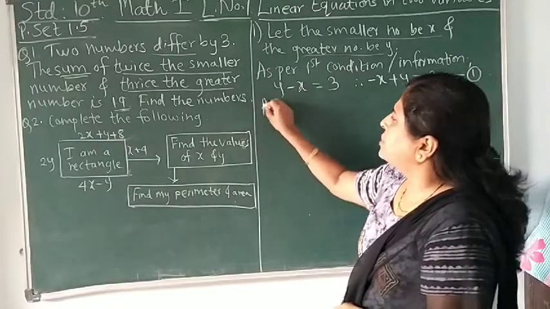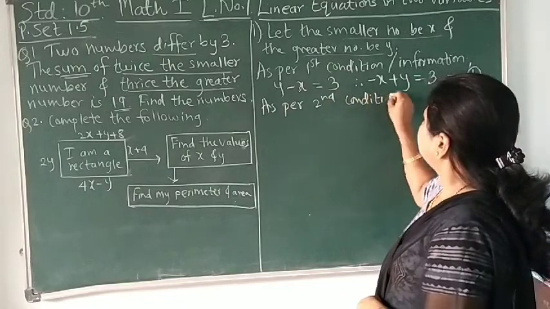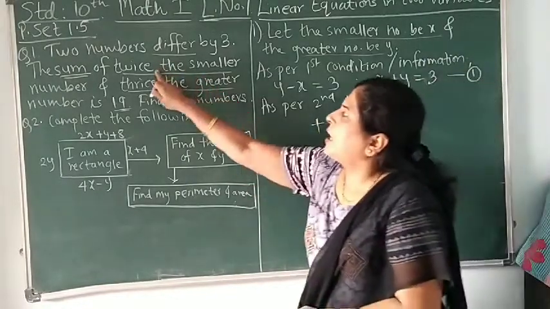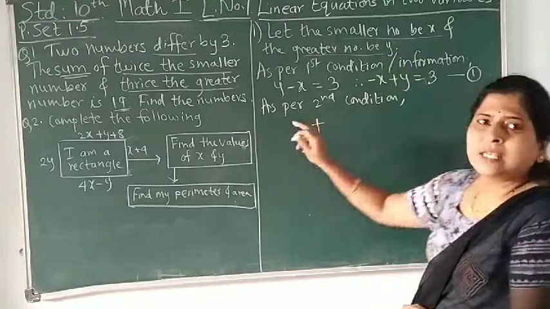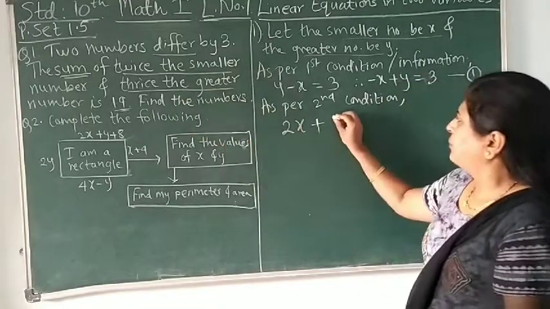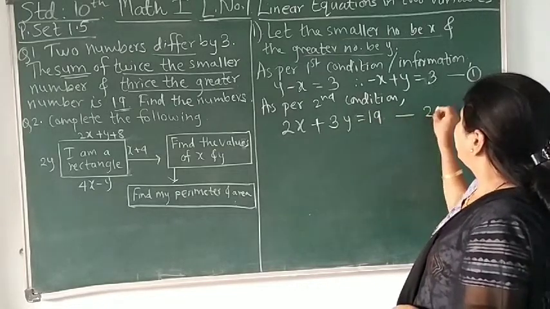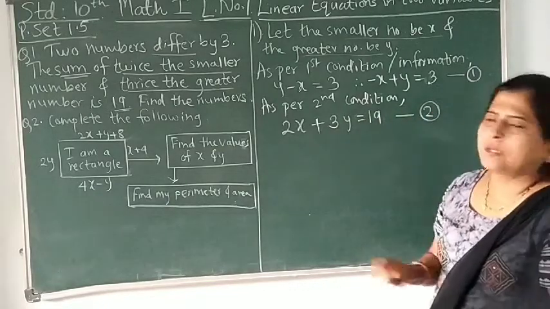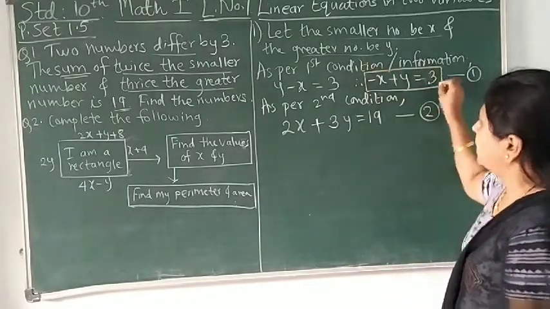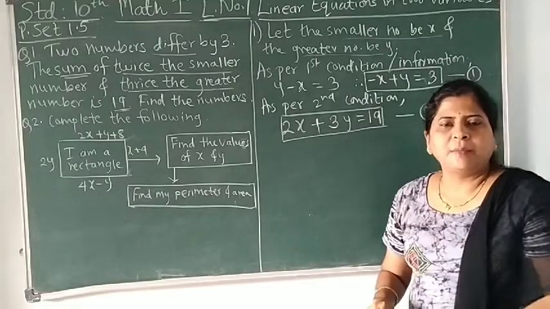And what is our second condition? As per the second condition, the sum, see, sum means plus, of twice the smaller number. The smaller number is x, its twice is 2 times x, and thrice the greater number, thrice means 3 times the greater number y. This sum is 90. This is equation number 2. Here we have taken it as it is because x is first and then y. Now when we solve these two equations, we get the values of our variables x and y, and they are nothing but our numbers.